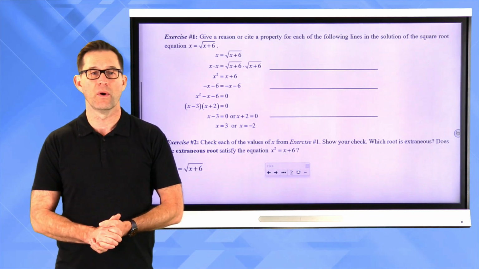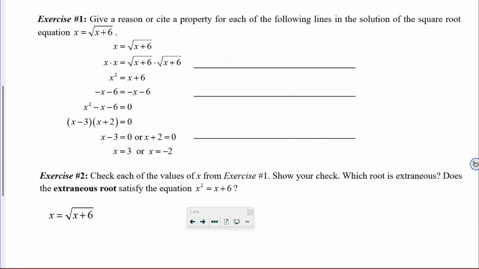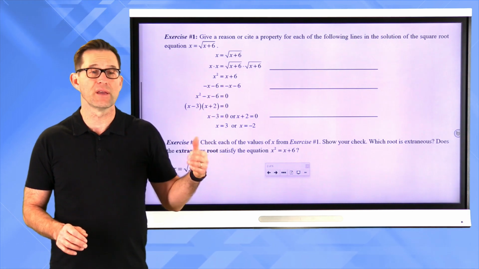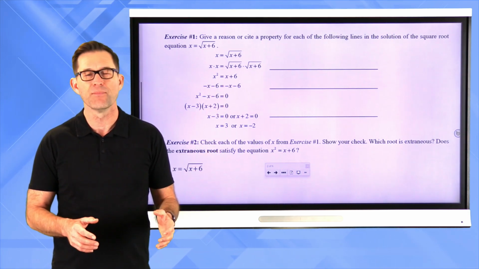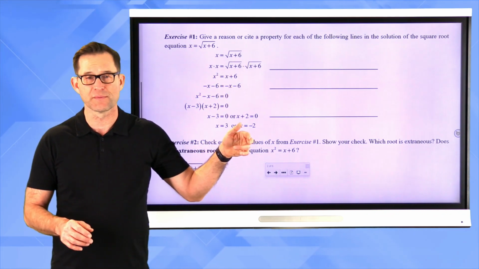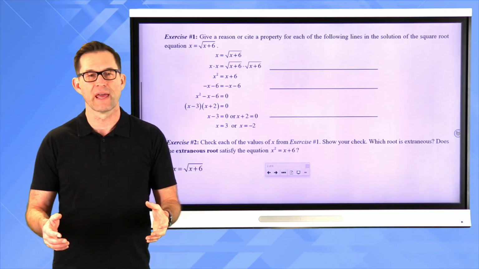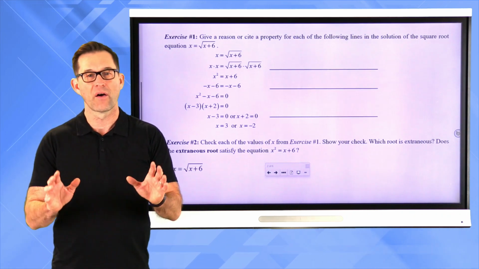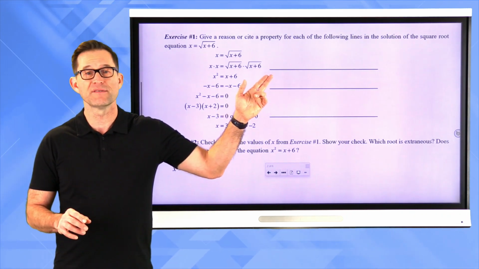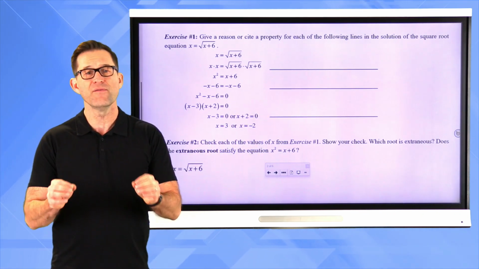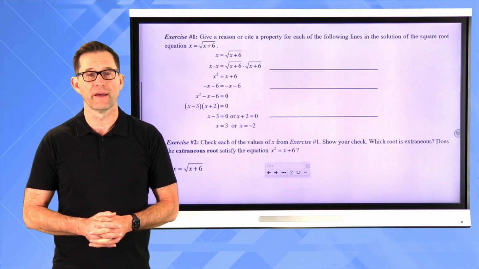Let's take a look at exercise number 1. Give a reason or cite a property for each of the following lines in the solution of the square root equation x equals the square root of x plus 6. Now, I do want to point out there's quite a few steps in this equation that we don't particularly justify. I just want you to look at the ones that have the lines beside them. Obviously, I'd like you to take a look throughout the entire solution, make sure that you understand it, and refresh your memory on what's going on. But what I'd like you to do is justify why we can state this, why we can state this, and then finally why we can state this. Pause the video now and see if you can give reasons for each one of those particular lines.